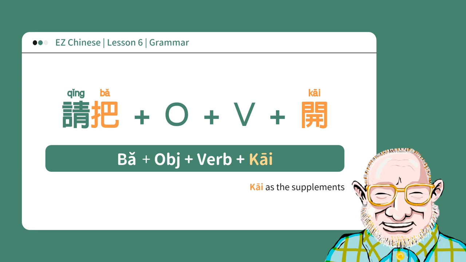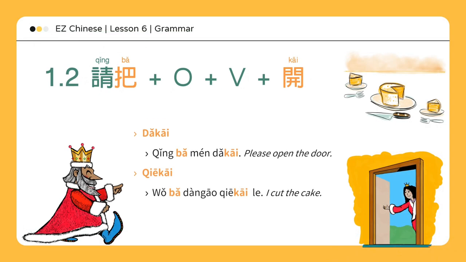The complement of result le indicates the action is complete. Authoritative. Command someone to do something specific, such as 把门打开。Open the door. 把东西搬开。Move things away. Action not yet put into effect. 把门打开了。Someone opened the door. 把东西搬开了。Someone moved things away. Action accomplished. An action leads to a result.